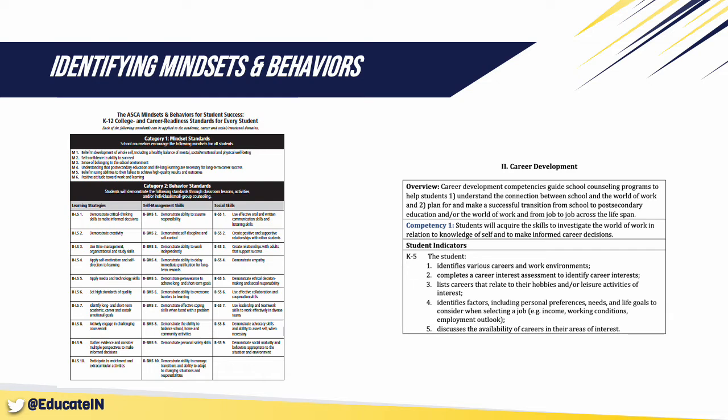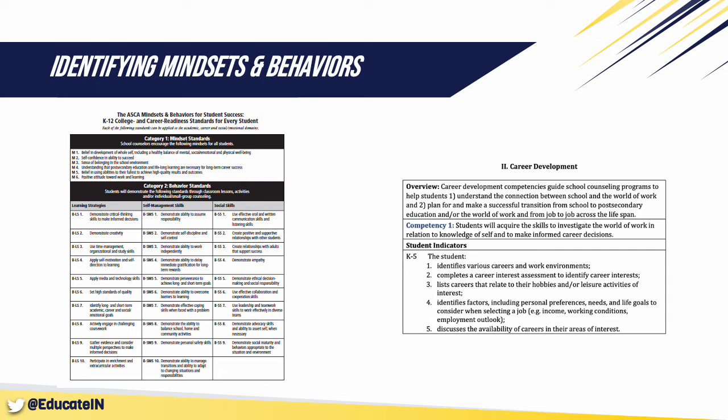The first step on the goal plan is to identify the student standards we want to address and teach students to help us meet our goal. Remember, in the ASCA National Model, student standards are the ASCA mindsets and behaviors. The mindsets and behaviors are based on research, and they describe the knowledge, skills, and attitudes that students need in order to achieve academic success, post-secondary and career readiness, and healthy social emotional development. The mindsets and behaviors identify and prioritize what students should be able to understand, believe, and do as a result of a comprehensive school counseling program.